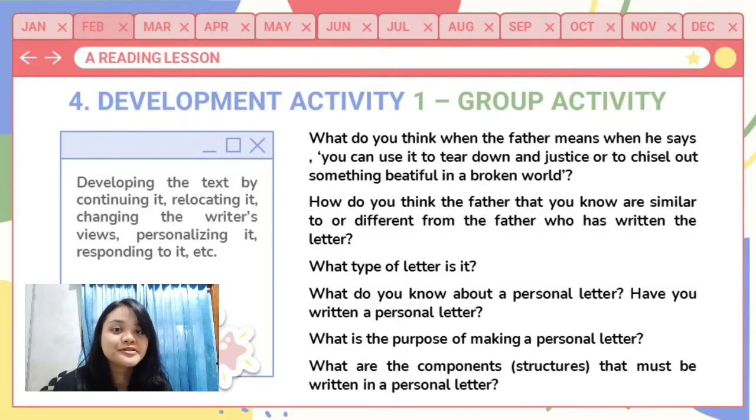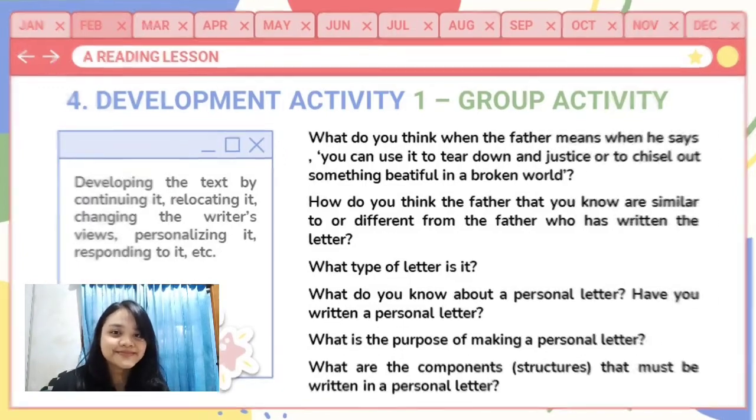After that, I will discuss the personal letter with the students by asking, what do you know about a personal letter? Have you ever written a personal letter before? And what are the components or the structure that should be written in making a personal letter? So the students will discuss it together in their groups.